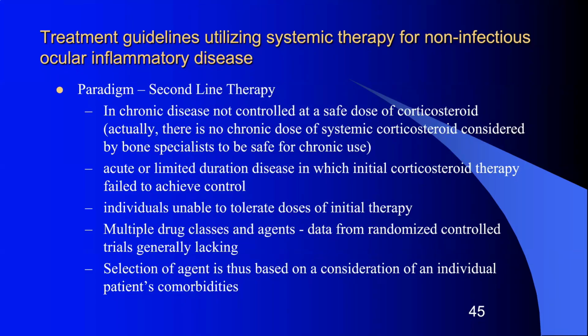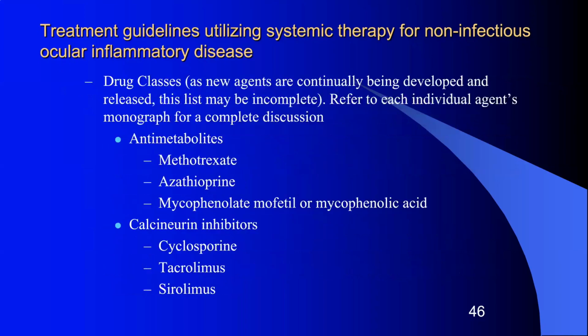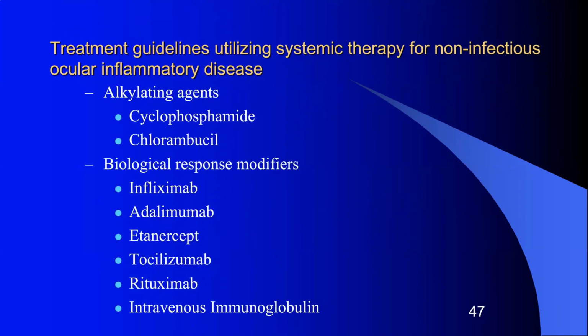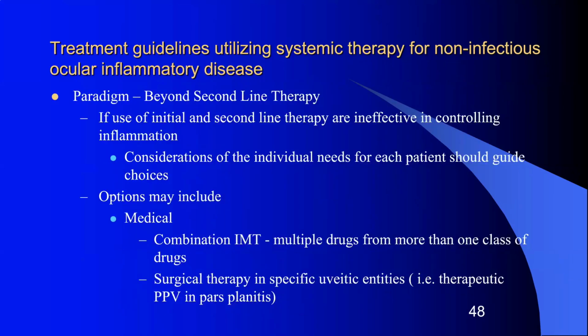There are multiple classes of drugs for immunosuppression that we'll get to. These include antimetabolites, calcineurin inhibitors, alkylating agents, and biologic response modifiers. All of these are talks in themselves, and I don't have a lot of time to go over each one. There are lectures that I have given about each one of these that you can see in the Orbis database. But beyond the second line therapy, our options become more severely limited because some of the drugs that we use are off-label in these cases.